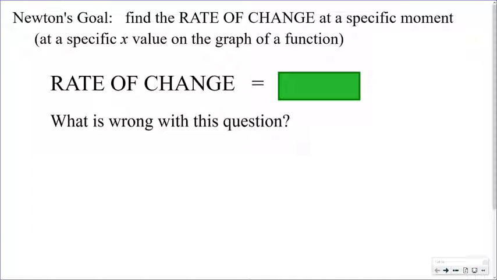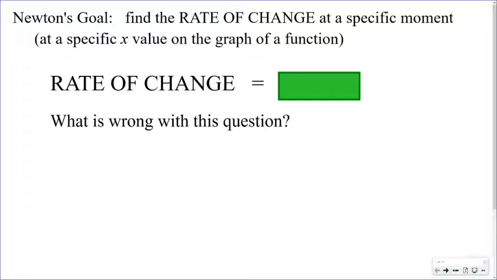In this lesson, we are going to look at change, okay? So Newton, one of the fathers of calculus, had a goal to be able to calculate the rate of change at a specific moment. Now, you might wonder, there's something inherently wrong with that question, because change happens over time, right? So how can you talk about change in a moment?